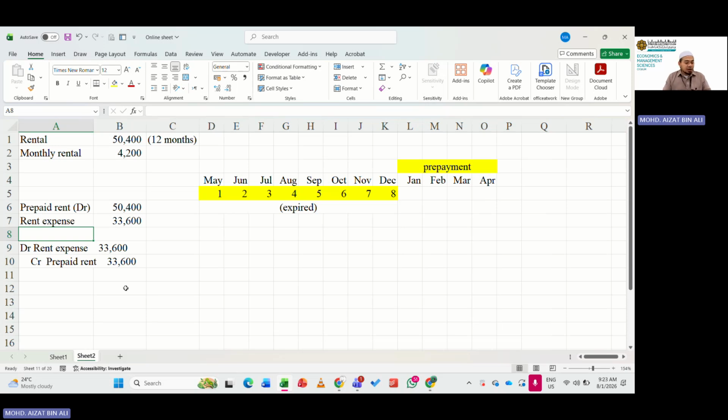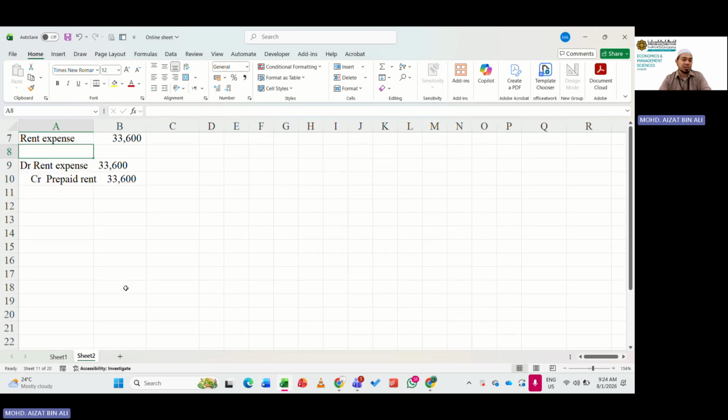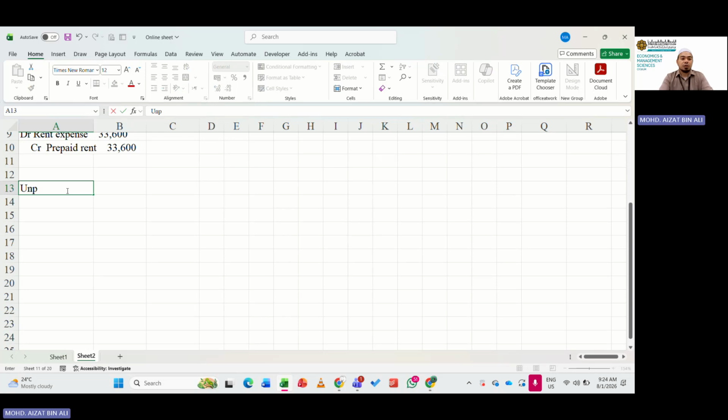Next, number three: the salary expense of 48,000 does not include 12,000 ringgit of unpaid salaries incurred since the last payday. What does it mean? Look at the table. The table says salary expense, not prepaid salaries, not accrued salaries or salaries payable. It says here salaries expense of 48,000. This amount, 48,000, does not include 12,000 ringgit of unpaid salaries. So here what we have is unpaid salaries. Unpaid expenses means expenses payable.